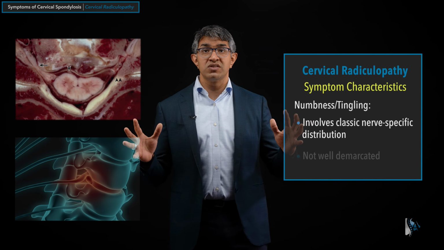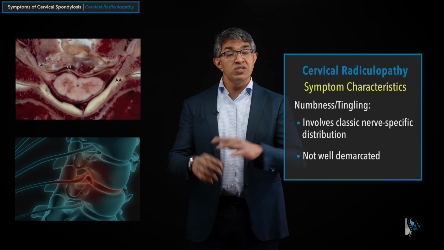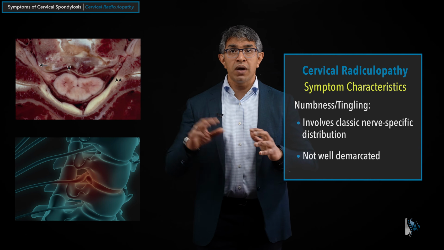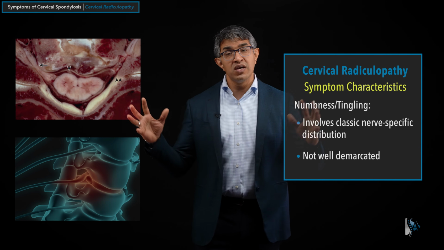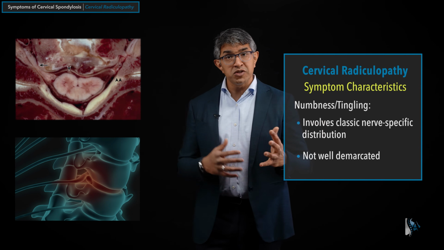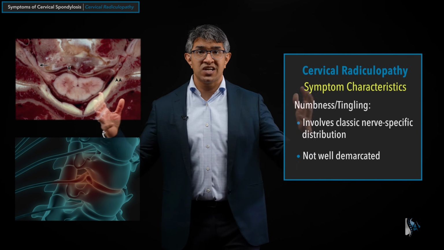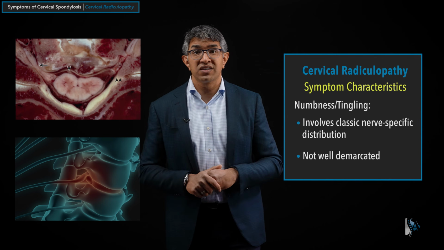Now, it is important to say that the numbness distribution is not always well demarcated. So two people with a C6 radiculopathy could have numbness patterns that are a little bit different, and that just has to do with the way the nerves conduct after they leave the cervical spine. So cervical radiculopathy is really a fairly common thing to encounter clinically. It's common for patients to have when they have cervical spondylosis.